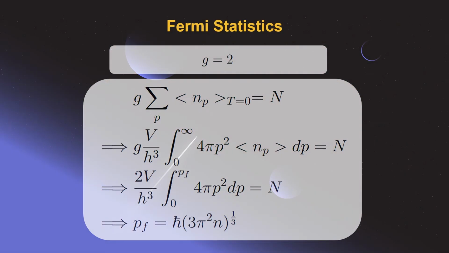Now the degeneracy of neutrons is taken as 2 for spin up and spin down, and we use the standard formula for the total number of particles to get our final expression of Fermi momentum as h-bar multiplied by (3 pi squared n) to the power 1/3, where n is our number density.